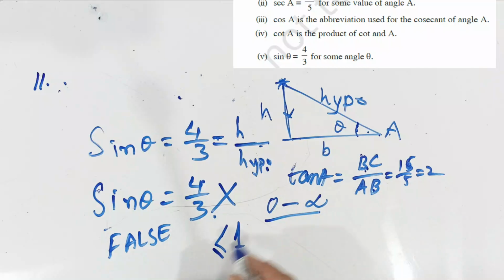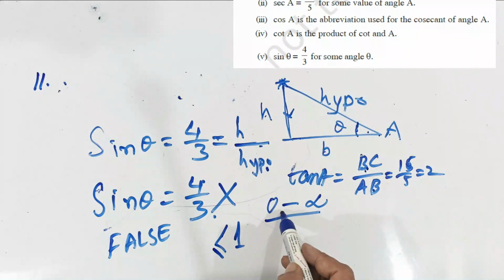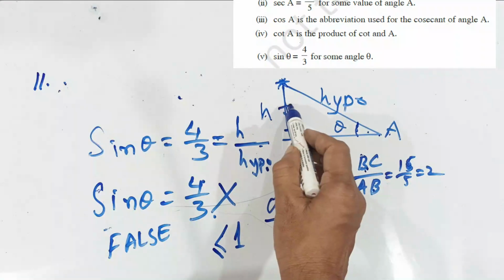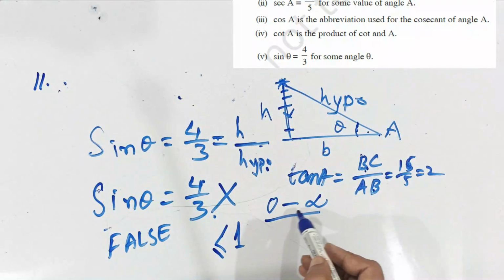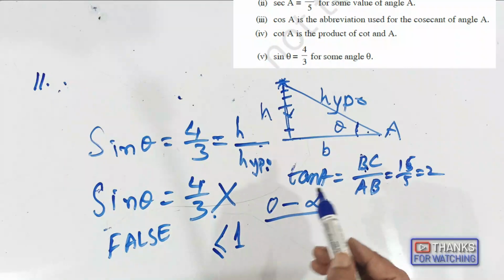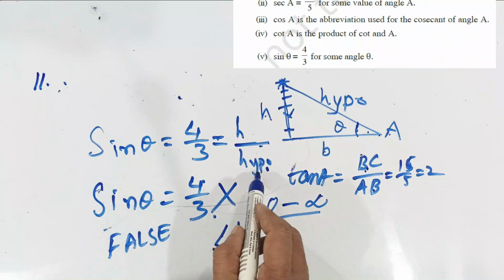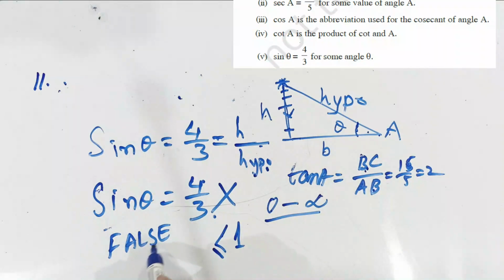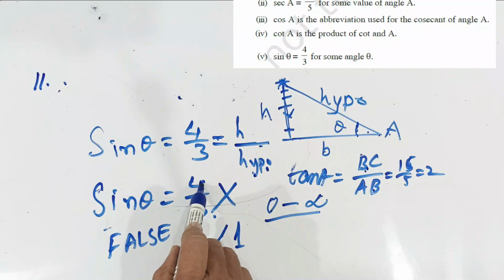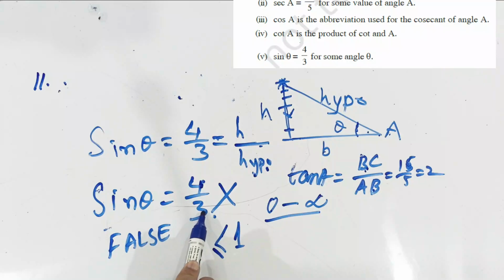Tan, as we discussed, can have a very small to very tall height, so it goes from 0 to almost infinity. For sine and cos, the value is less than or equal to 1, because the hypotenuse is in the denominator, which is bigger. So a bigger numerator is not possible. The denominator has to be bigger for sine and cos. Always remember, for sine and cos, the denominator must be bigger than the numerator. So this is a false statement.